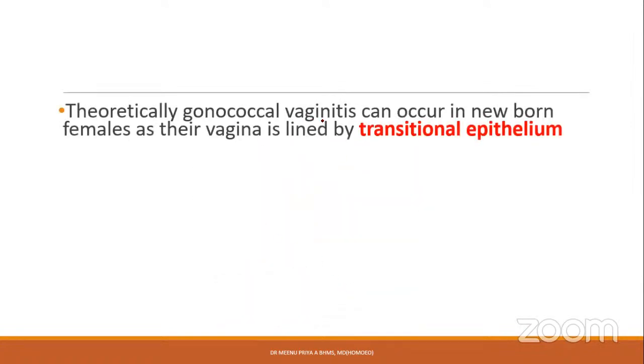Theoretically, gonococcal vaginitis can occur in newborn females as their vagina is lined by transitional epithelium and not stratified squamous epithelium. In the initial slides, we saw stratified squamous epithelium is resistant to gonococcal infections, vaginitis. But in newborn it occurs. This is the speciality of gonococcal vaginitis. In newborn it occurs because it is transitional epithelium and not stratified squamous epithelium.